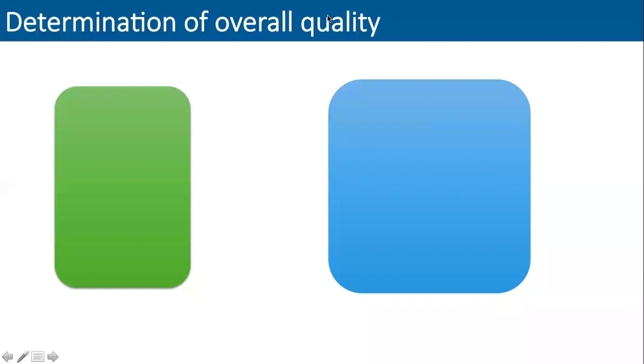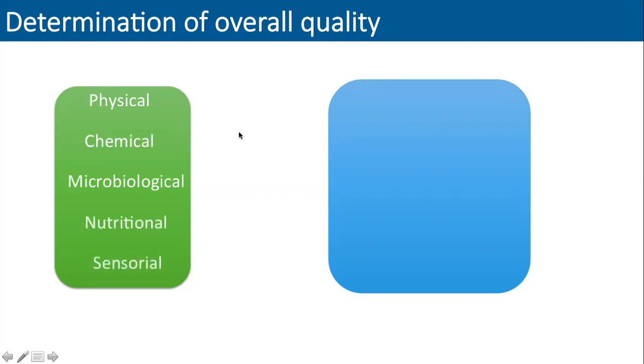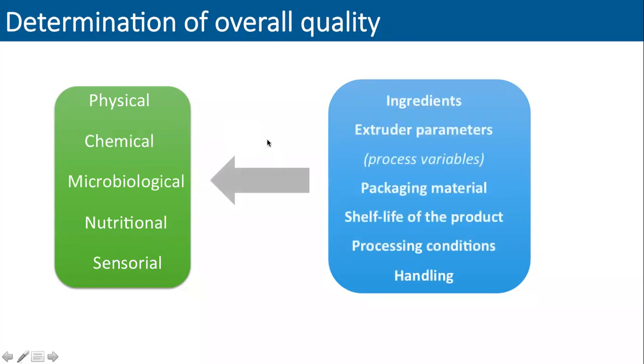Now this is the final lecture I'm going to discuss with you. In all my lectures, I discuss quality last, because if not, it is useless. There are five major factors: physical, chemical, microbiological, nutritional, and sensorial qualities. In extruded food products, ingredient quality is important. Extruder parameters, packing material, shelf life, processing conditions, and handling are also important.